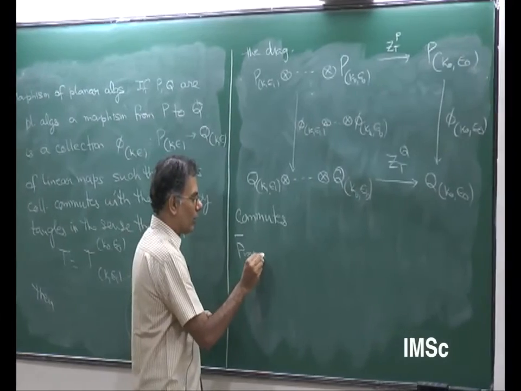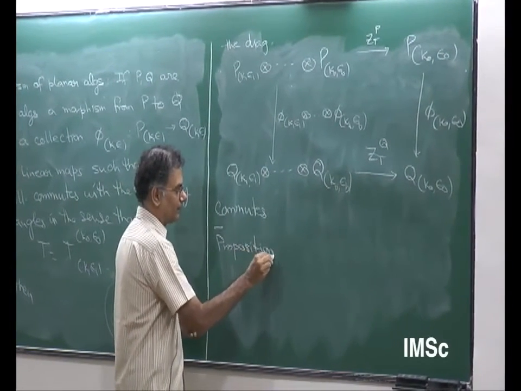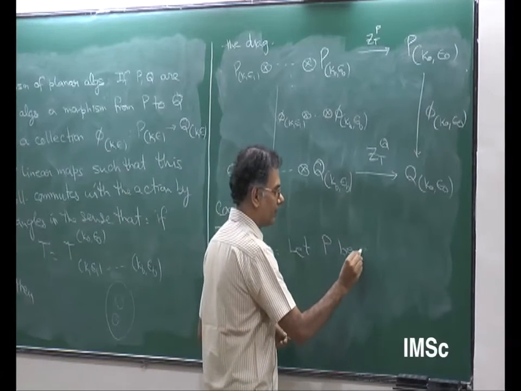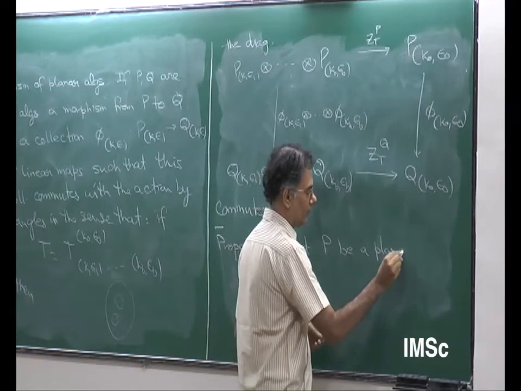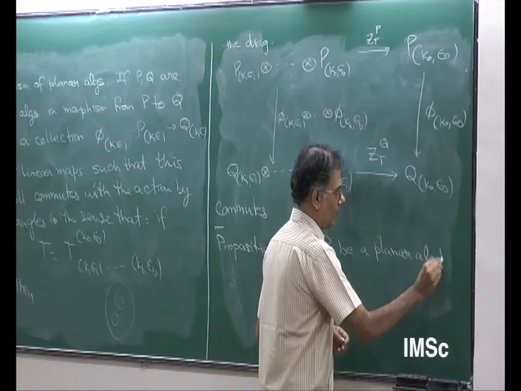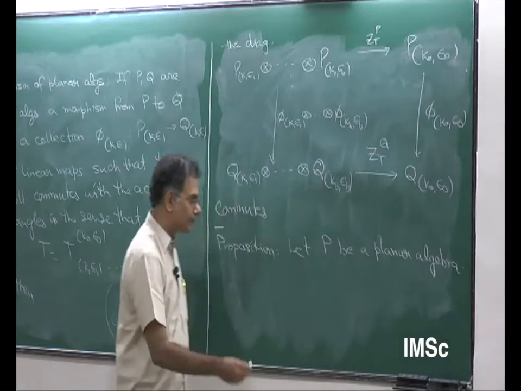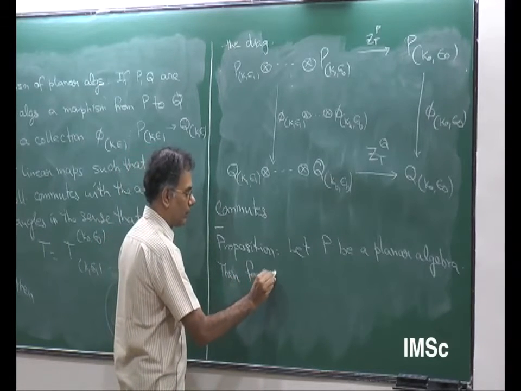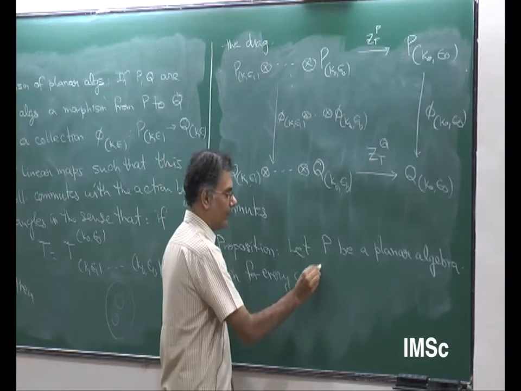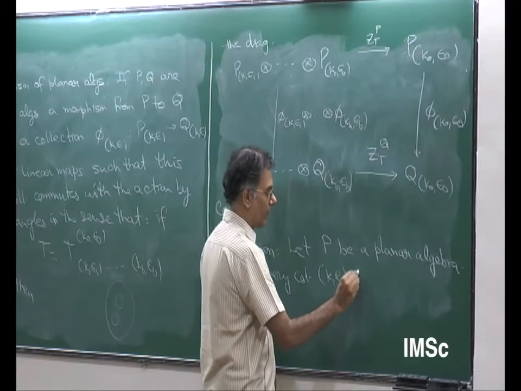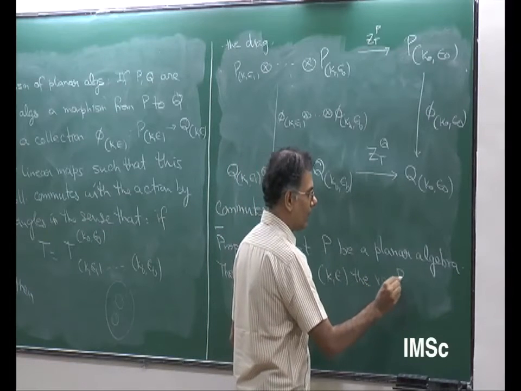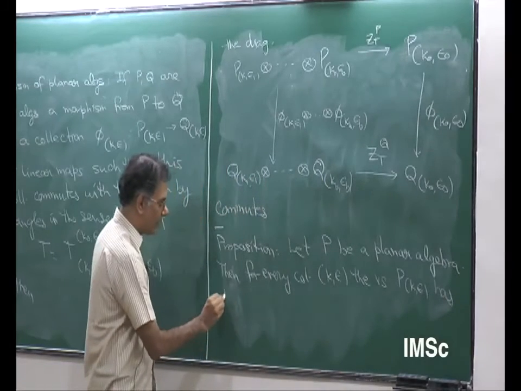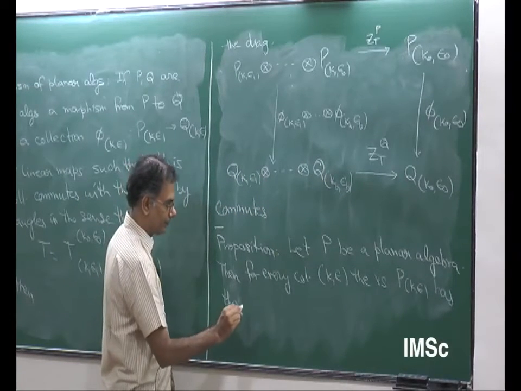Okay. So the first proposition is the following. Let P be a planar algebra. Then for every color k epsilon, the vector space P k epsilon has the natural structure of a unital associative algebra.